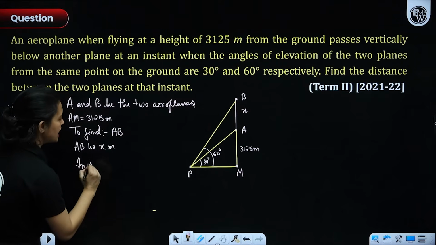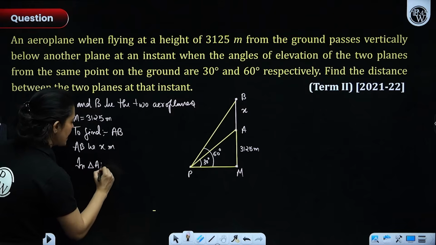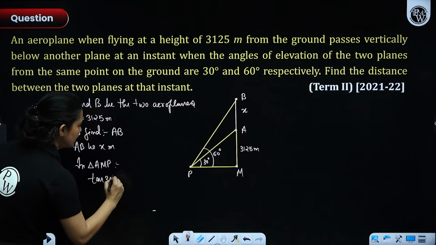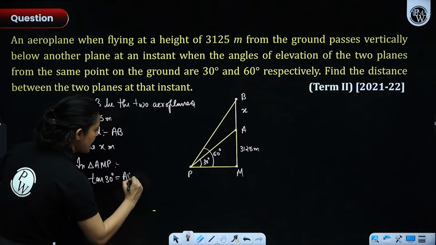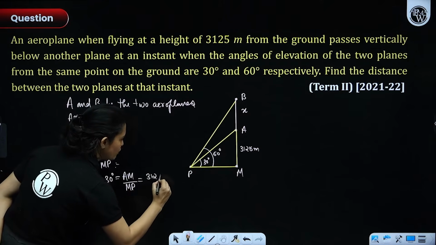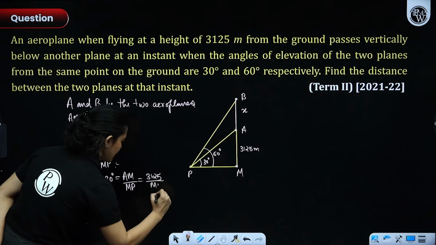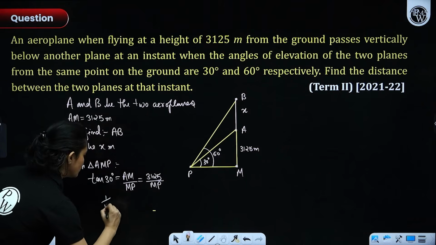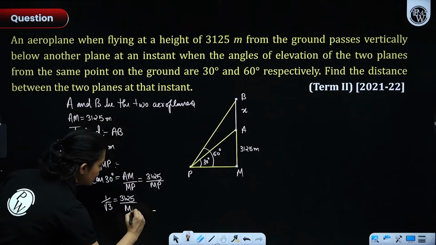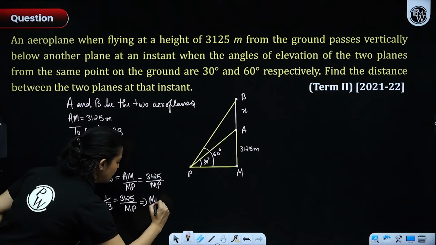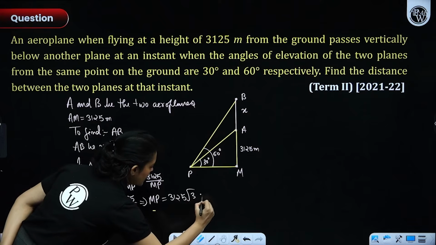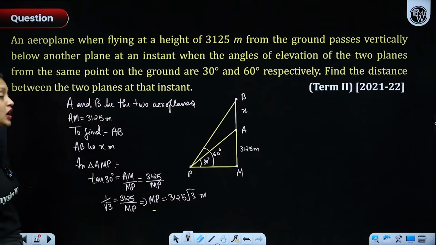So in triangle AMP, tan 30 degrees would be equal to what? It would be equal to AM over MP, which would be equal to 3125 over MP. Tan 30 degrees is 1 over root 3. So 1 over root 3 is equal to 3125 over MP. So from here you can say that MP is equal to 3125 root 3 meters. We figured out the value of MP.